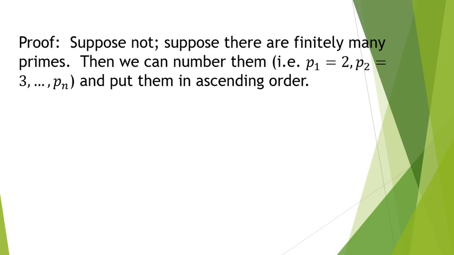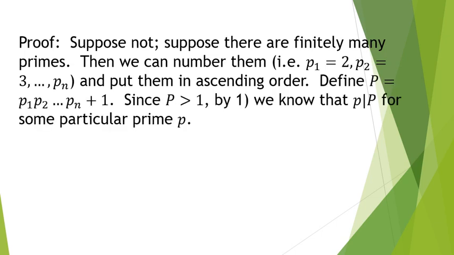We need to basically come up with a possible case that shows that what we've assumed cannot be true. So how we're going to do that is we're going to define this number capital P. What we're going to define capital P to be is the product of all those primes that we've stated. There are a finite number of them. I multiply all those primes, and then I add 1 onto it.